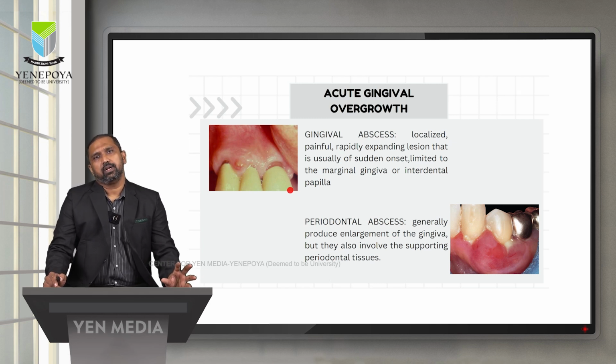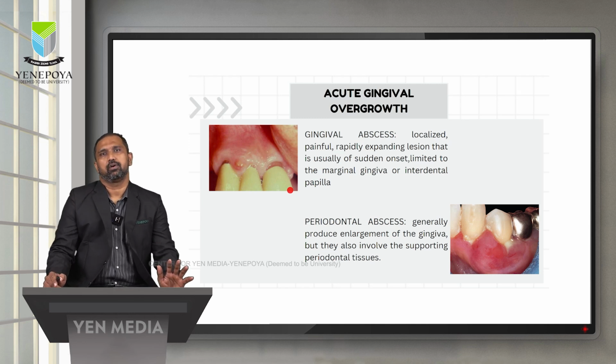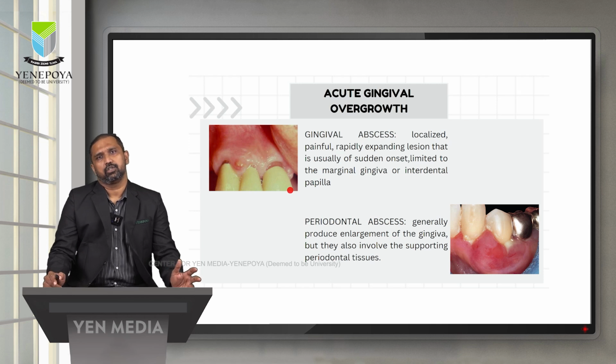An enlargement or abscess which is confined only to the gingival tissues is called a gingival abscess, which is mainly due to some foreign particle getting impregnated within the gingival tissues, leading to abscess formation. Second is called a periodontal abscess. A periodontal abscess is when infection spreads into the supporting structures of the tooth, which can lead to a localized accumulation of pus and enlargement of the gum tissues.